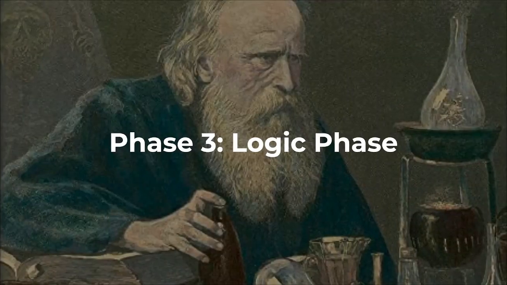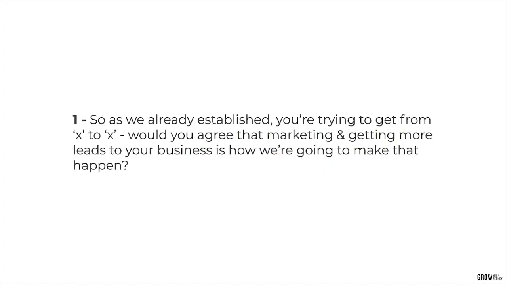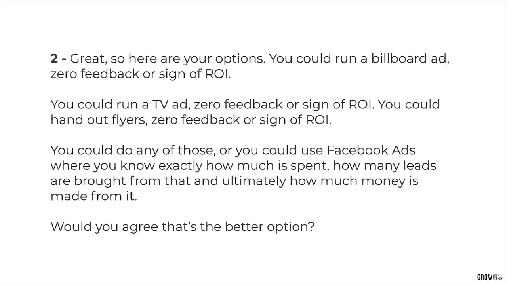Then you are going to move into phase 3, the logic phase. As we already established, you're trying to get from, and once again, hypothetical numbers, say 50,000 a month to 100,000 a month. Would you agree that marketing and getting more leads to your business is realistically the only way you're going to make that happen? Great. Well, Sophia, let me lay out some of your options. You could do SEO, and that's fine. You won't have any feedback for 9 months, and at some point maybe it will start working. That might be a slight little drizzle of new clients, but it won't be a torrential rainfall of more customers than you know what to do with.